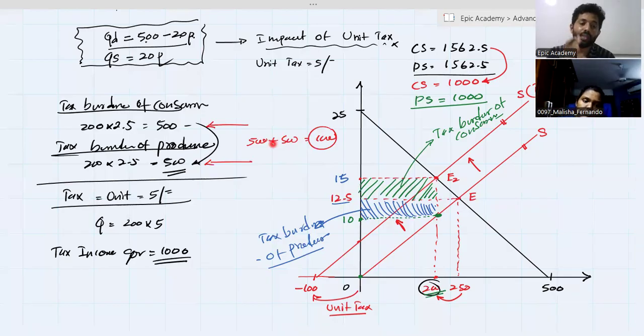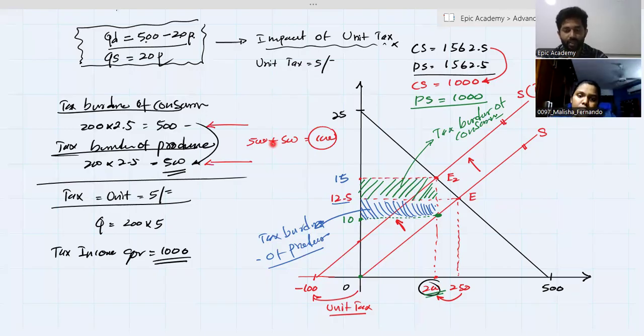So if you combine the tax burden of the consumer and the tax burden of the producer, that value must be equal to the tax income of the government. Isn't it? Yes. Then your calculation is okay, because the tax income is exactly equal to the tax burden of the producer plus the tax burden of the consumer. Nothing to hesitate about. At that point, your calculation is okay. You can identify that part.